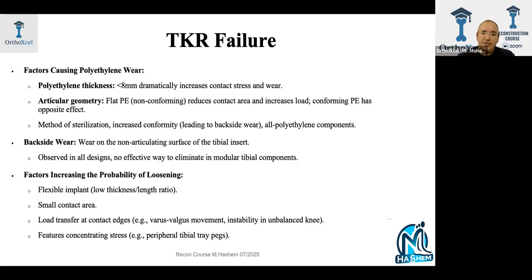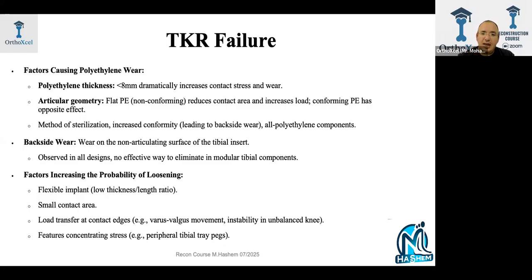Backside wear is again one of the same wear modes we spoke about in the hip. If you have backside wear, it will be on the non-articulating surface of the tibial insert, and this happens if you don't have a proper locking mechanism, or if you have third-body particles or foreign bodies between your insert and the tibial component.